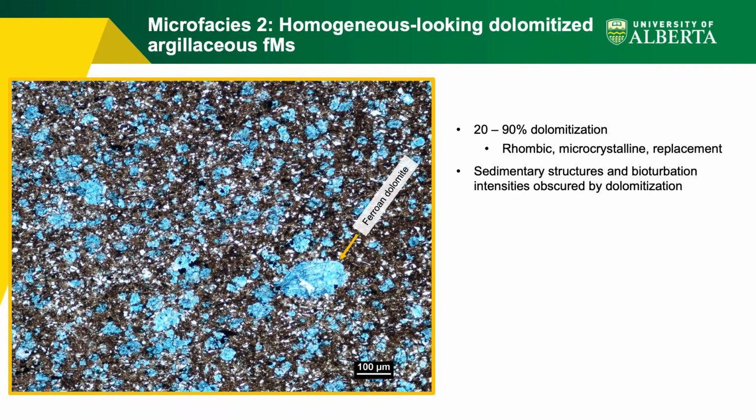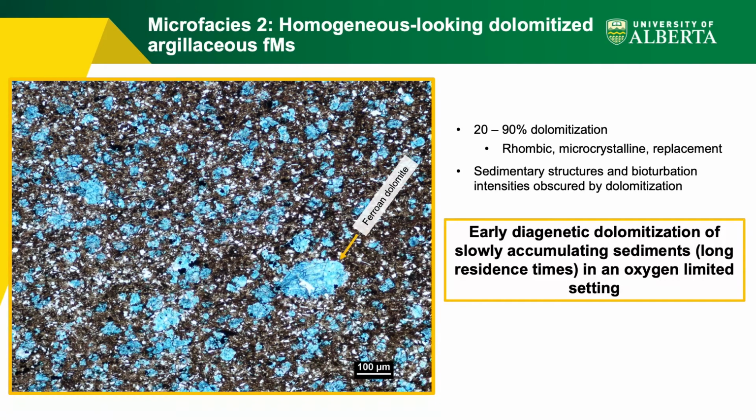And unfortunately, any primary sedimentary structures or bioturbation has been overprinted by the dolomite, so we weren't able to identify any. Our photomicrograph here shows the pervasive ferroan nature of most of the dolomite within this microfacies.